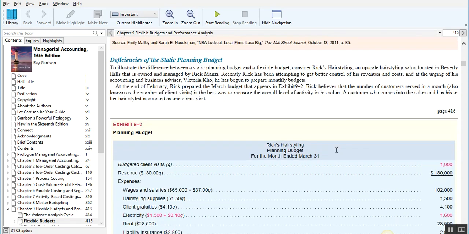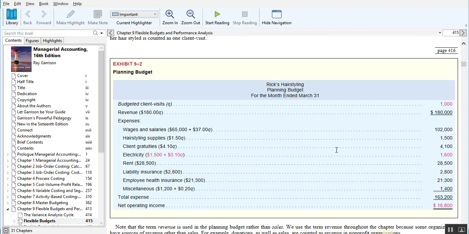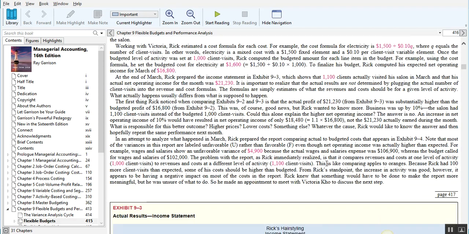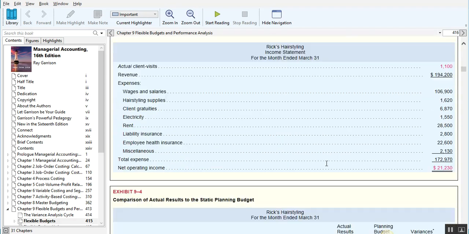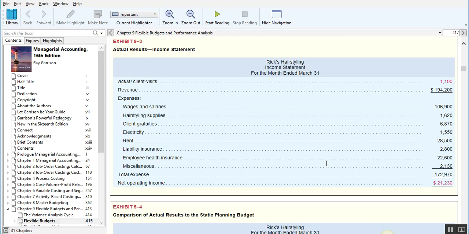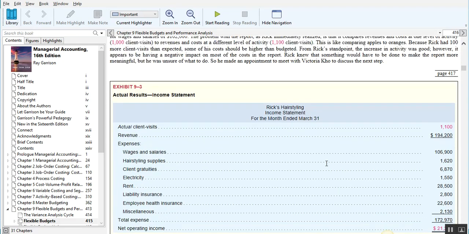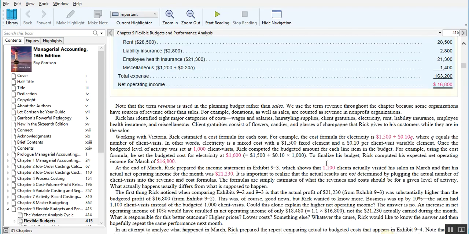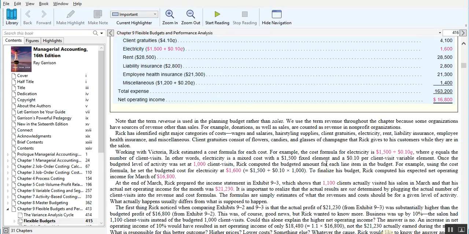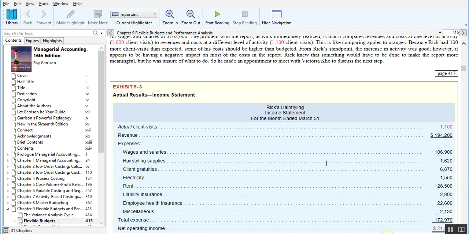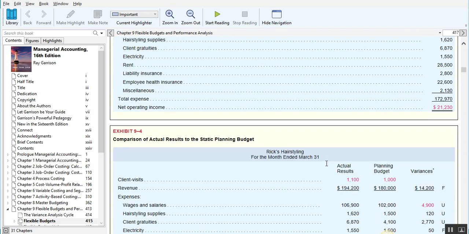So one of the things that's a problem in the static budget is you can have an increase in the number of goods you sell and have an increase in income, but it doesn't always tell you exactly why. So here is the planning budget, and then if we go down a little farther, you'll see the actual results, and they have more income than they planned. So one of the things that we need to be able to do is to say, okay, well, why did that happen? Was it because we sold more services? Well, in part that is correct, because we budgeted for 1,000 and we sold 1,100. But there's some complex cost drivers involved here.